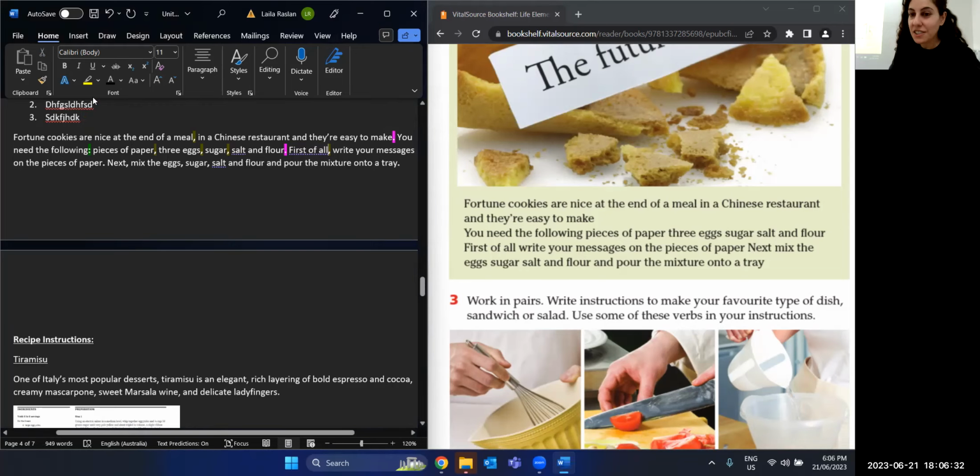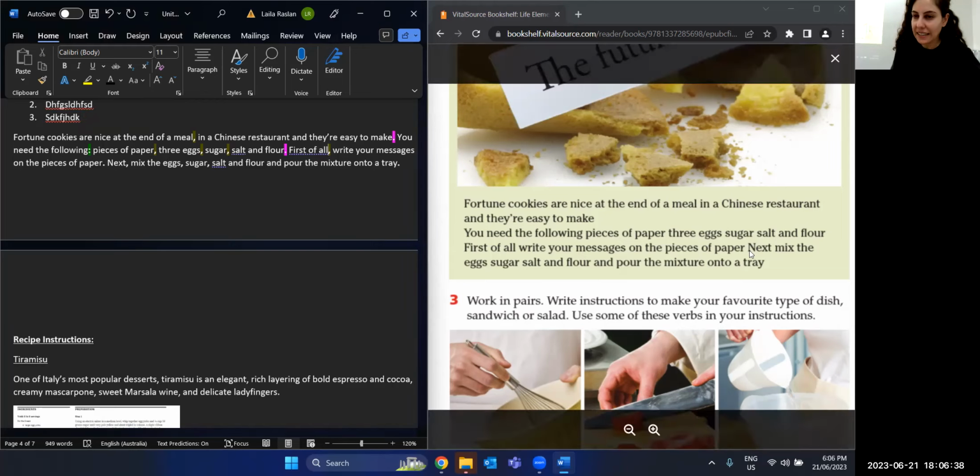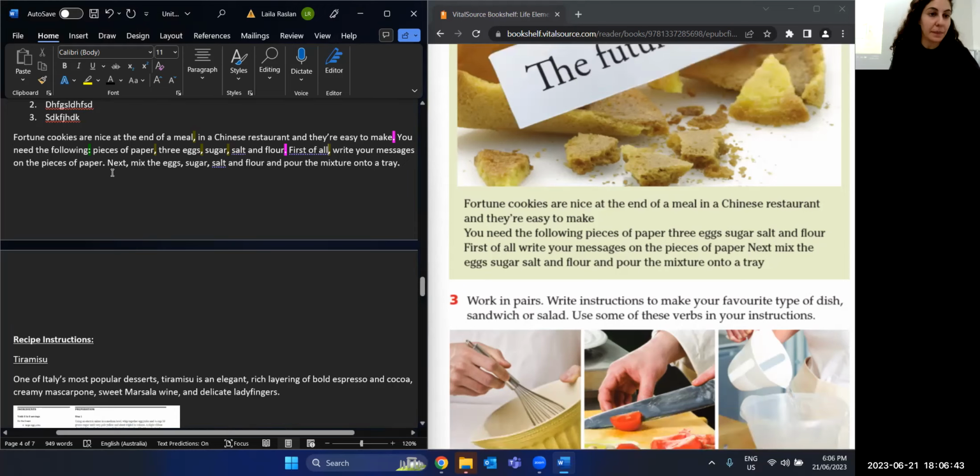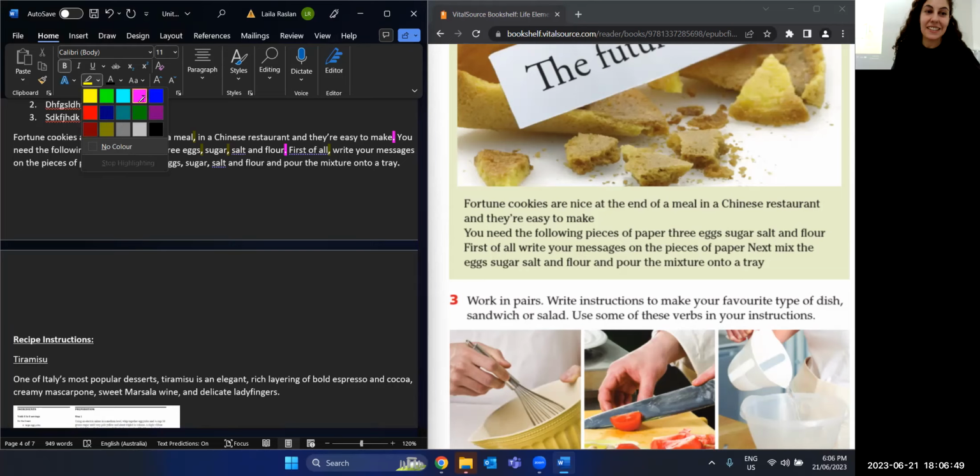Write your messages on the pieces of paper. Full stop, because I could see the next letter is a capital, so I need a full stop after paper. Did you all get that? Or did anyone miss it? Did you all see that there needs to be a full stop after paper?